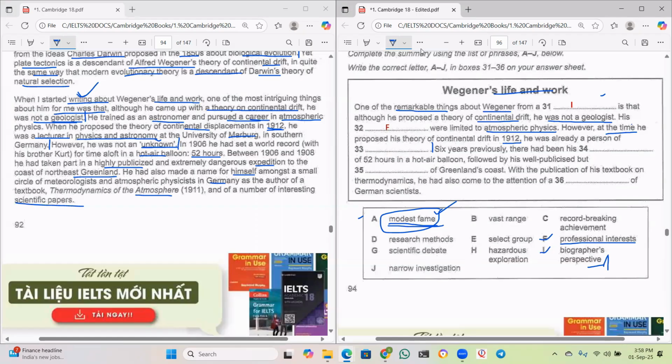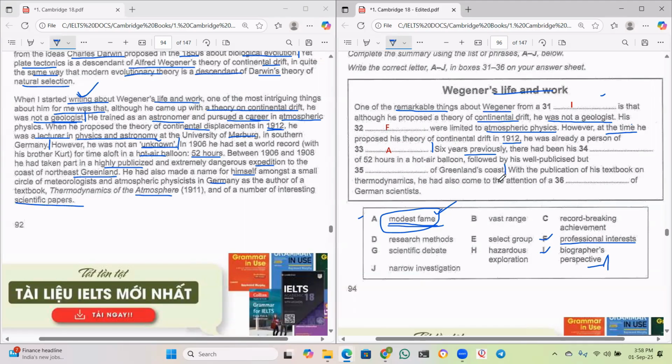So yes, modest fame is the right answer, and I'll be writing here. So my answer is A. Okay, so yep. Next, 6 years previously, there had been his dash of 52 hours in the hot air balloon, followed by his well publicized but dash of Greenland's coast.